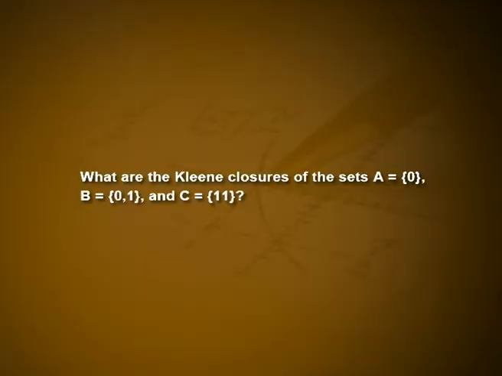What are the Kleene closures of the sets A equal to the set {0}, B equal to the set {0, 1} and C equal to the set {11}? The solution. The Kleene closure of A is the concatenation of the string 0 with itself an arbitrarily finite number of times. Hence, A star is equal to the set {0 raised to n, where n equal to 0, 1, 2, 3 etc.} The Kleene closure of B is the concatenation of an arbitrary number of strings where each string is either 0 or 1.